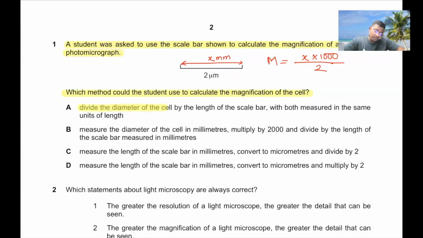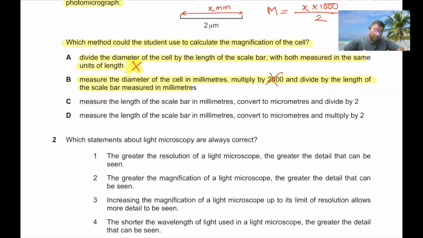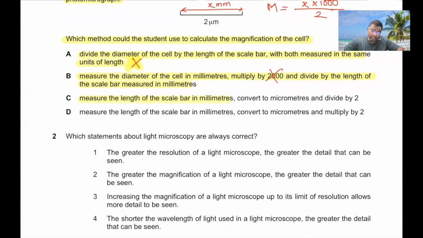Which method could the student use to calculate the magnification of the cell? A. Divide the diameter of the cell by the length of the scale bar with both measured in the same units. No. B. Measure the diameter of the cell in millimeters, multiply by 2000, and then divide by the length of the scale bar measured in millimeters. Well, that is a wrong statement. C. Measure the length of the scale bar in millimeters, correct. Convert it to micrometers, correct. And then divide by 2, perfect. So C is the correct answer.